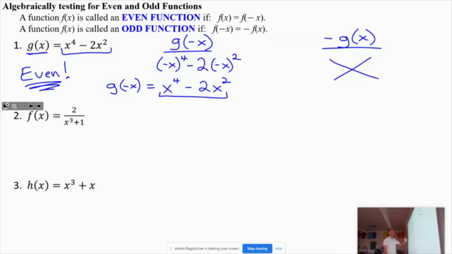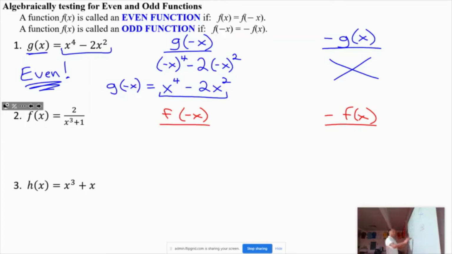Number 2. Now I have f of x. So I have my original function. This is column 1. Great. My second column, and I'll try to use colors to keep this somewhat organized, is f of negative x. And my third column is negative f of x.